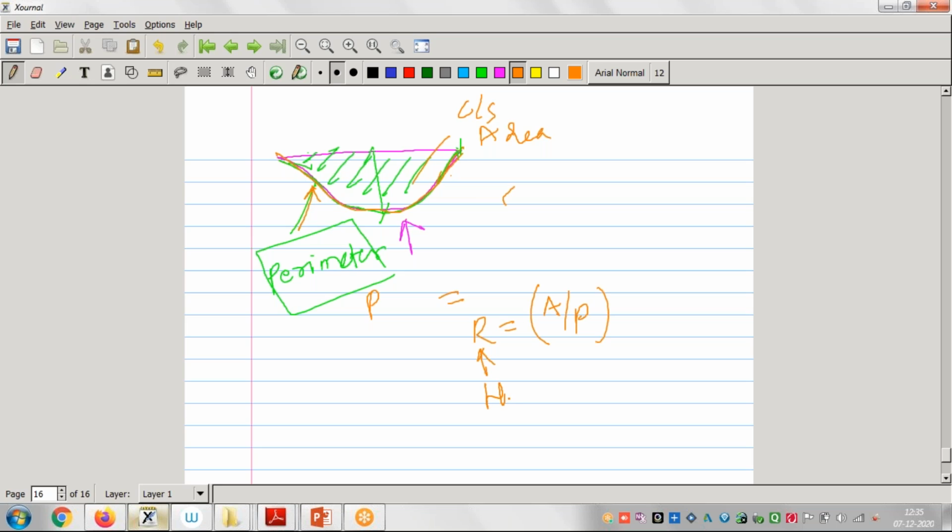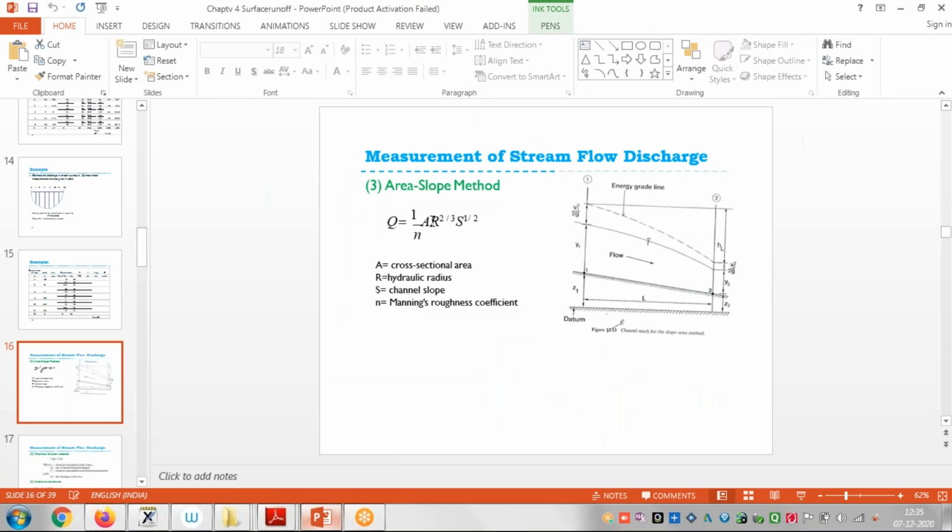What is R? R is the hydraulic mean depth. In this formula, this R is the hydraulic mean depth. It is also called the hydraulic radius or hydraulic mean depth. Now, what about S? S is the channel slope, or it is also called the energy slope.